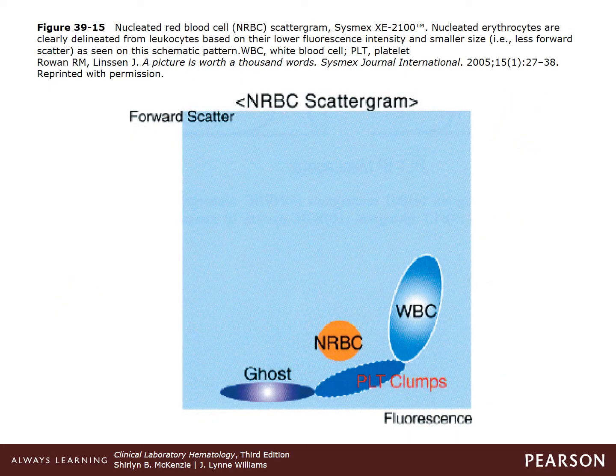Here you can visually see on the NRBC scattergram how in the NRBC channel nucleated red cells are clearly delineated from the red cells based on their lower frequency or intensity of fluorescence plus their smaller size.